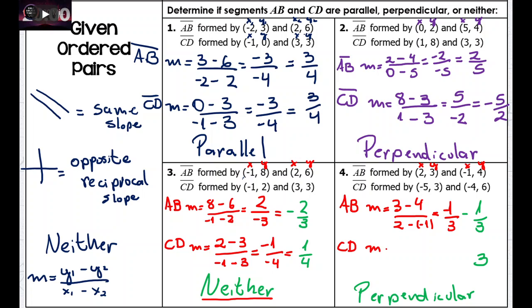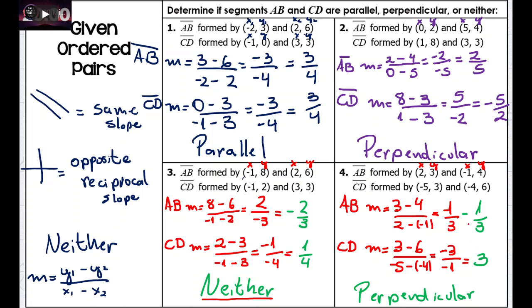And here my CD. My CD slope: y1 is 3 minus y2, which is 6, over my x1, negative 5, minus my x2, negative 4. Remember to use parentheses over here. Great. 3 minus 6 is negative 3. Negative 5 minus a negative, negative times negative is positive, negative 5 plus 4 is negative 1. Negative divided by negative is positive. 3 divided by 1, the result is 3.